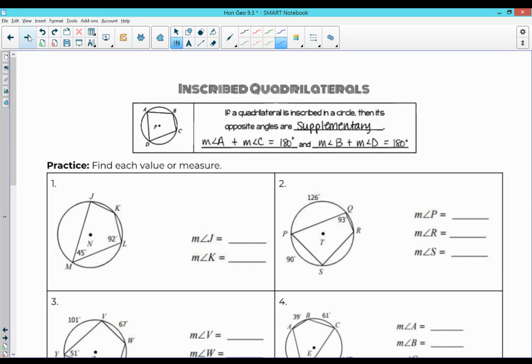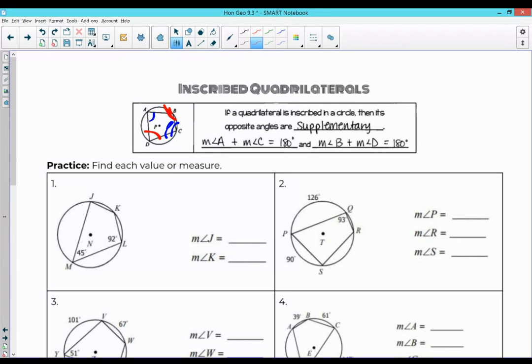And then finally, inscribed quadrilaterals. I know we haven't really talked about quadrilaterals. We kind of skipped that chapter, but we're good now. So if a quadrilateral is inscribed, that means it's inside of a circle, then its opposite angles are supplementary. So not congruent. So A and C add up to 180, and D and B add up to 180. So they are opposite angles, supplementary.